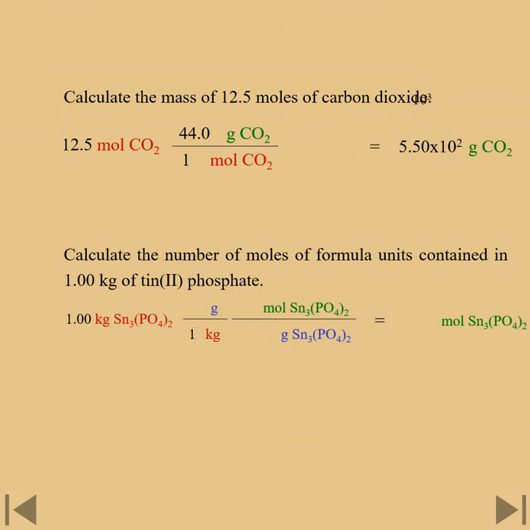1 kilogram, 10 to the positive 3rd grams, and that was 546.1 grams per mole of the phosphate. Again, we did that earlier. If not, we can be doing it right now. Or 1.83 moles of the phosphate. And again, we got the formula and the molar mass of the phosphate from the previous slide.